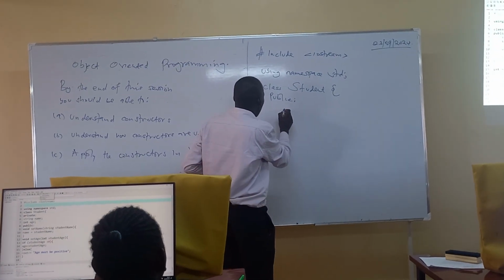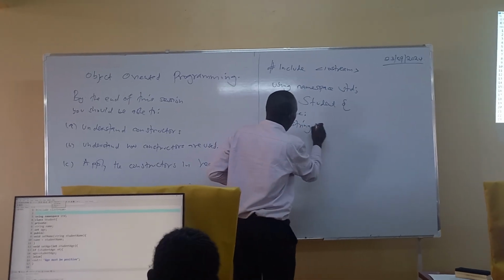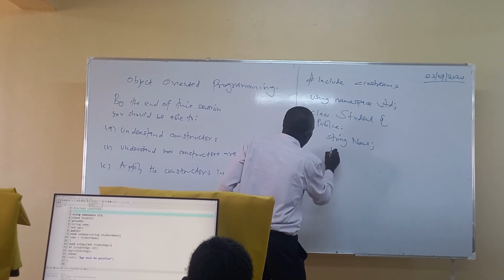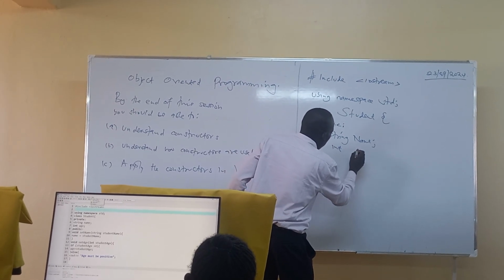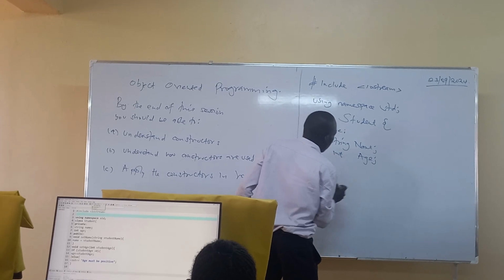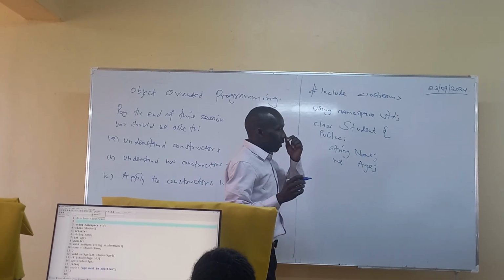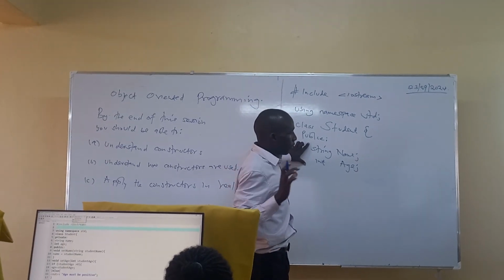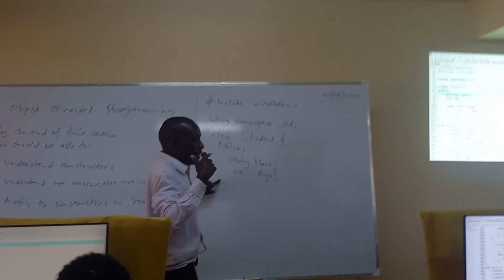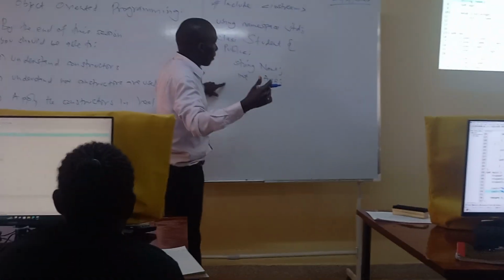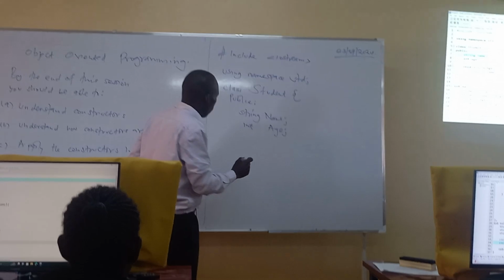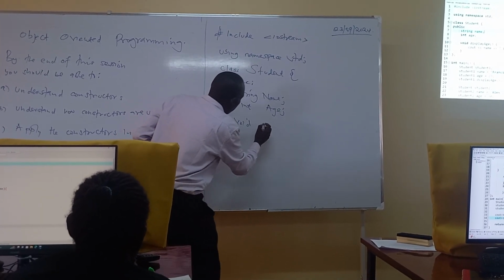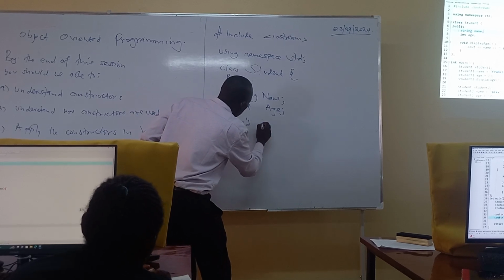And our data here is name, right? Then we have our variable here, age of type integer. These are the properties or attributes of this student. Now, what are the behaviors? We want to display the age of the student. So it should be public. Void displayAge.